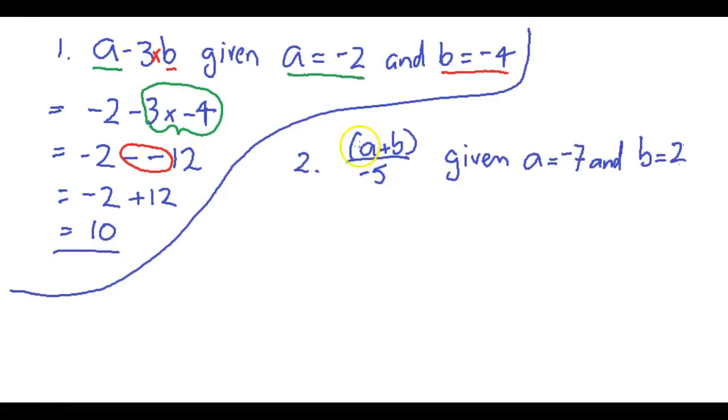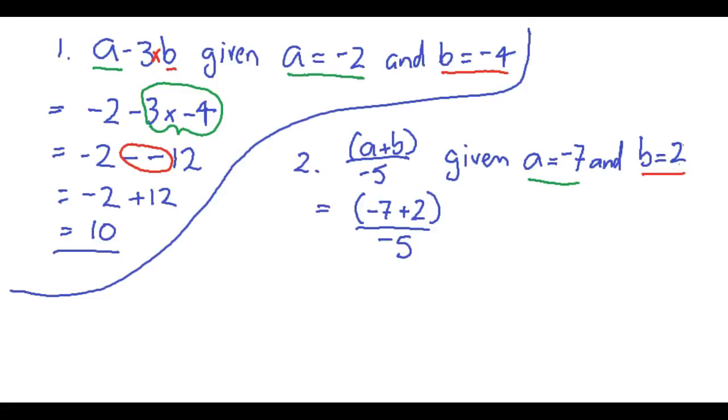In my second example, I have A plus B being divided by -5. I have to do that numerator first. So again, I'm going to take the A, and where it occurs, I'm going to replace it with a -7. And where the B occurs, I'm going to replace it with a +2. So let's show that. This is called the substitution part. So A is now -7 plus B is 2, and it's being divided by -5.